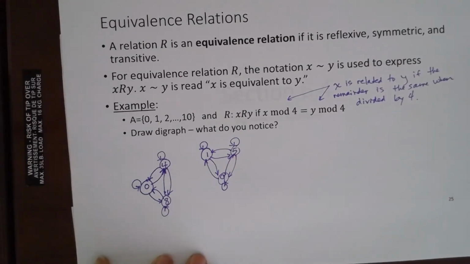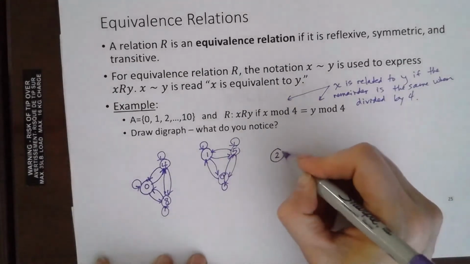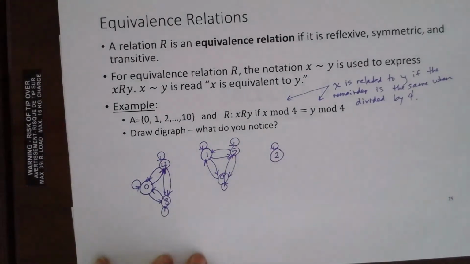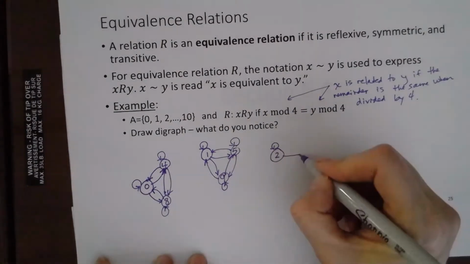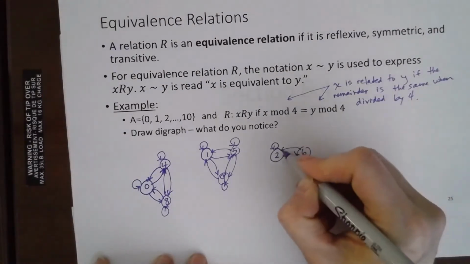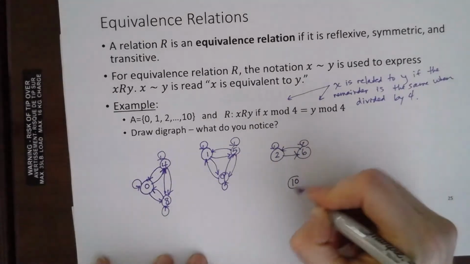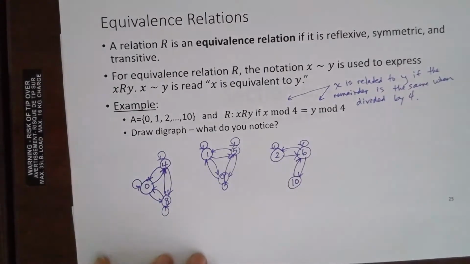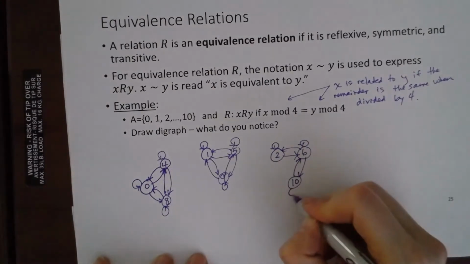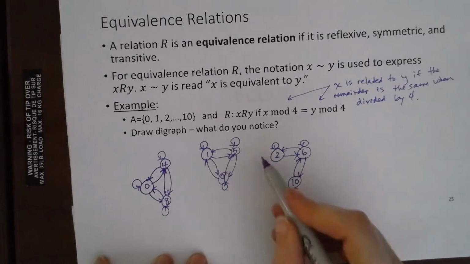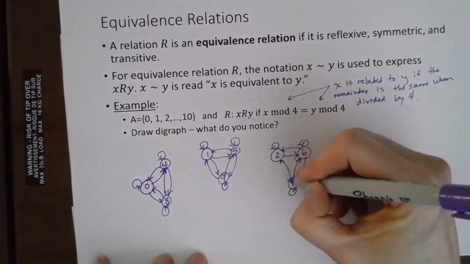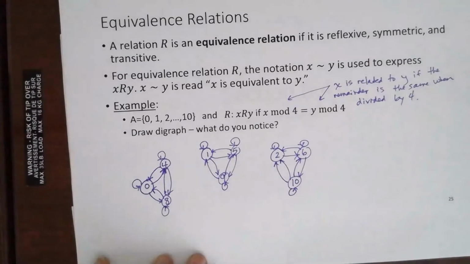Moving on to 2. 2 isn't related to any of these, so 2 is going to be off over here, of course related to itself. What else has a remainder of 2 when divided by 4? 6. I'm going to have those ones. What was after 6? 10. So 6 is related to 10, 10 is related to 6, of course 10 is related to itself, and then 2 and 10 have the same remainder, so we'll have edges going back and forth between them.